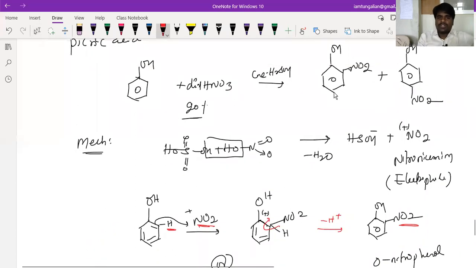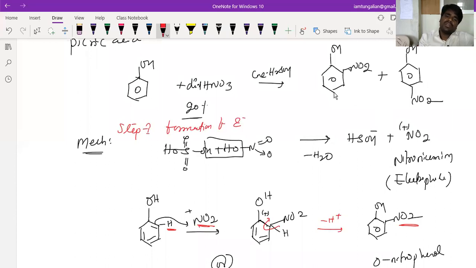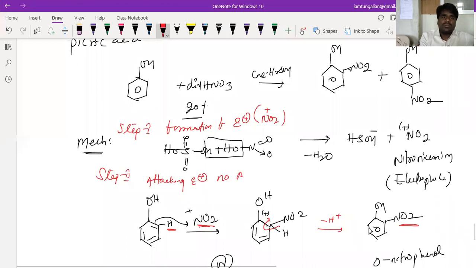So step 1 involves formation of the electrophile. What is the electrophile here? NO2 plus is the electrophile. What is step 2? Attacking of the electrophile on the benzene ring. So this is what happens.